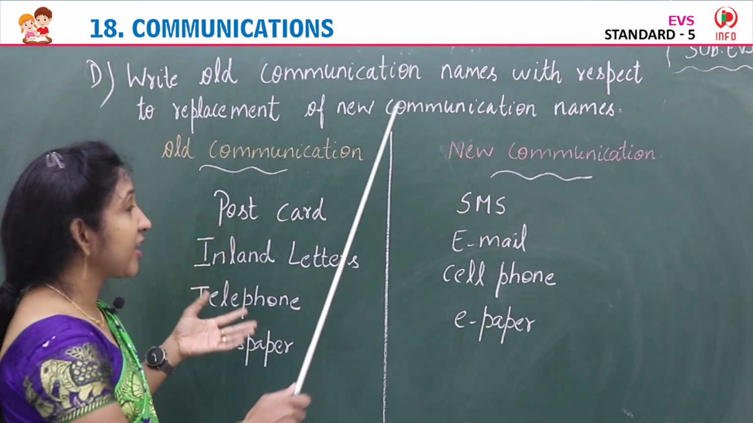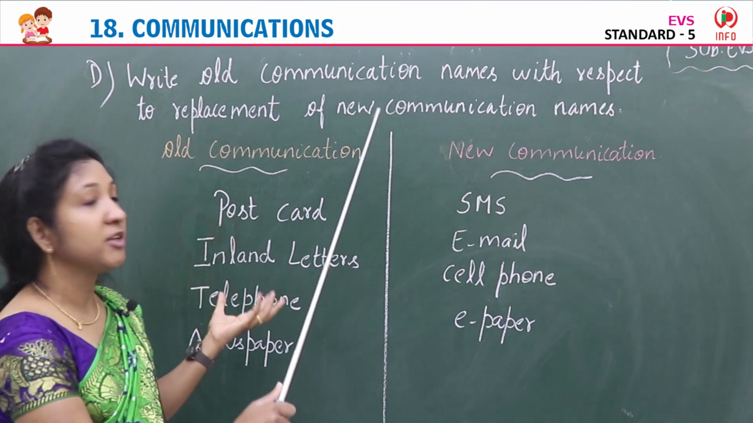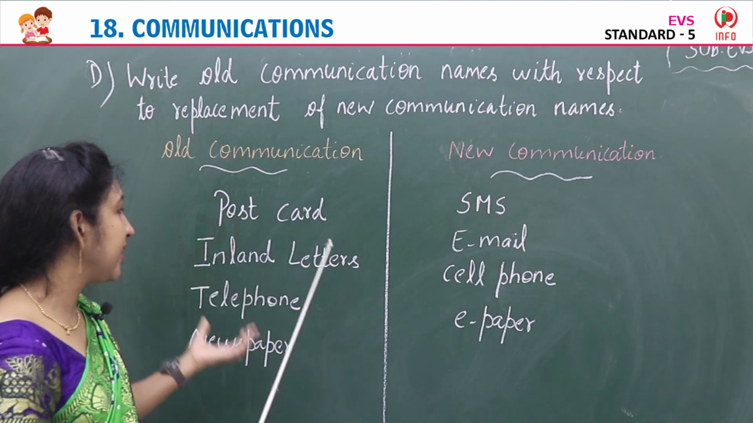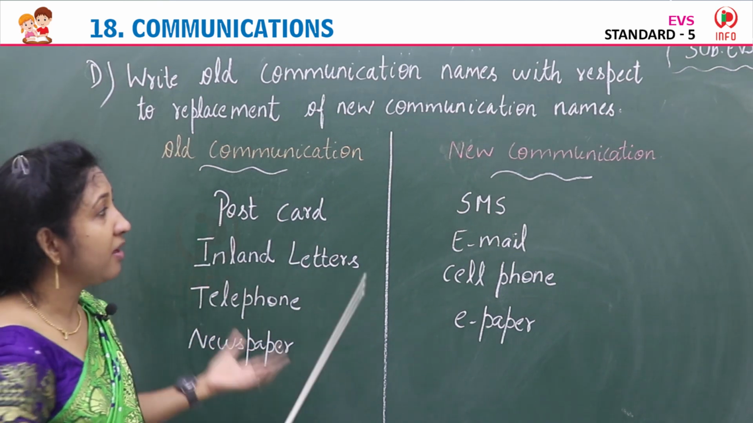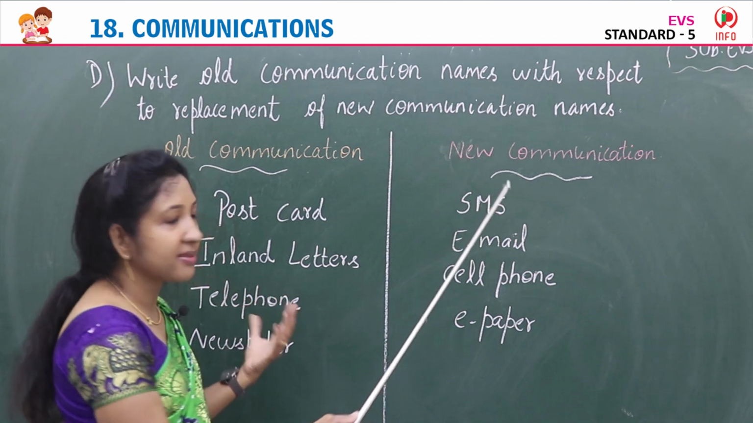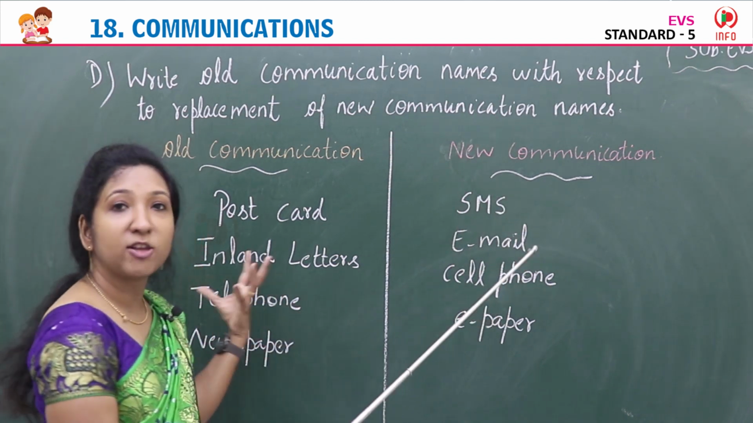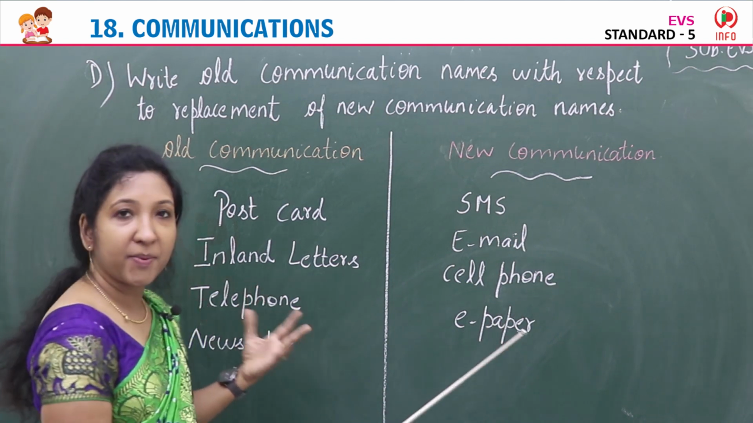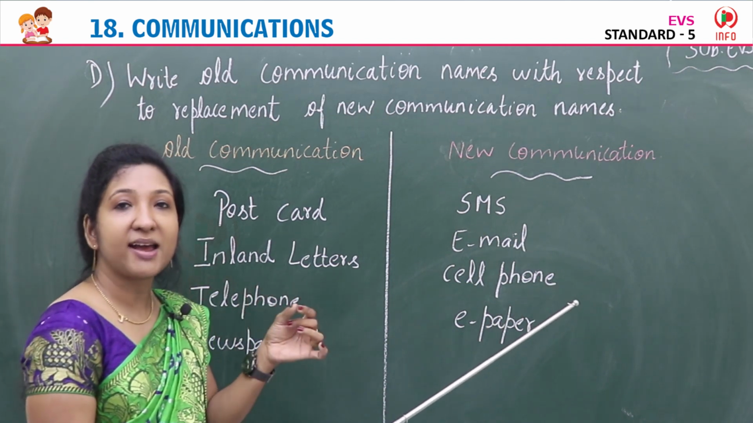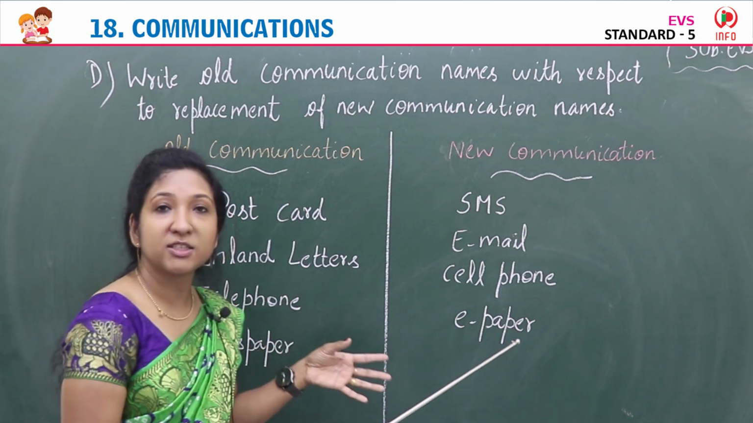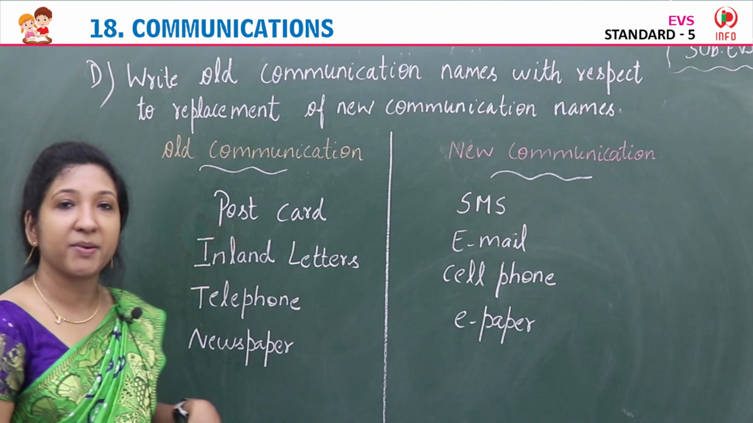Write old communication names with respect to replacement of new communication names. So, old communication names are postcard, inland letters, telephone, newspaper. New communication names are SMS, email, electronic mail, cell phone, cellular phone, mobile phone, e-paper, electronic paper, for display. Okay?